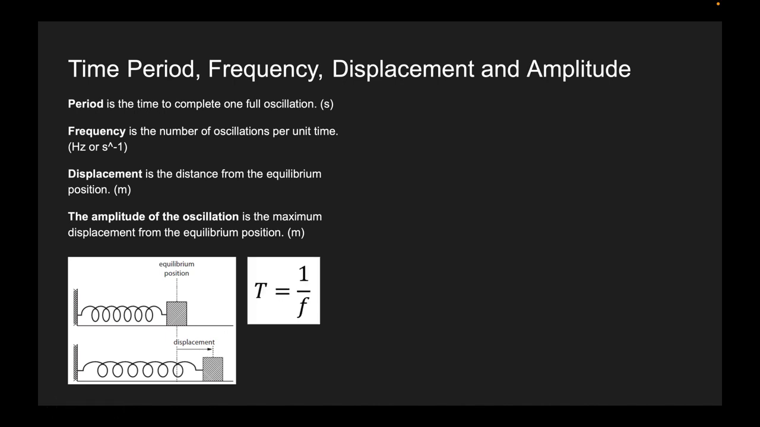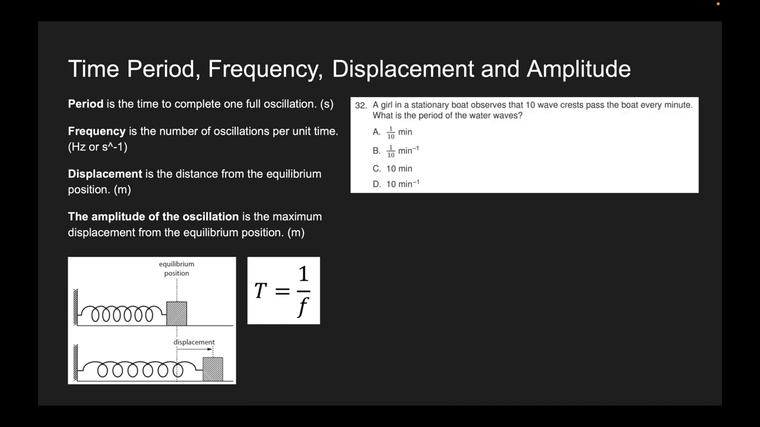Period is calculated using the formula 1 divided by frequency. Here is a question from a past paper. A girl in a stationary boat observes that 10 wave crests pass the boat every minute. What is the period of the water waves? Frequency is 10 waves per minute. We use the formula T equals 1 divided by frequency. Therefore, the period is 1 divided by 10 minutes.